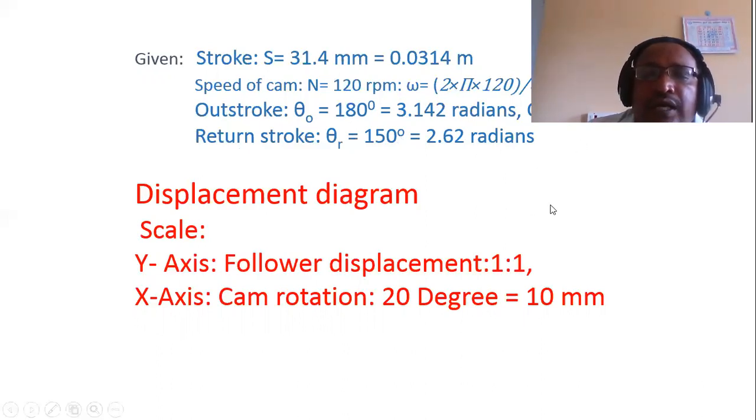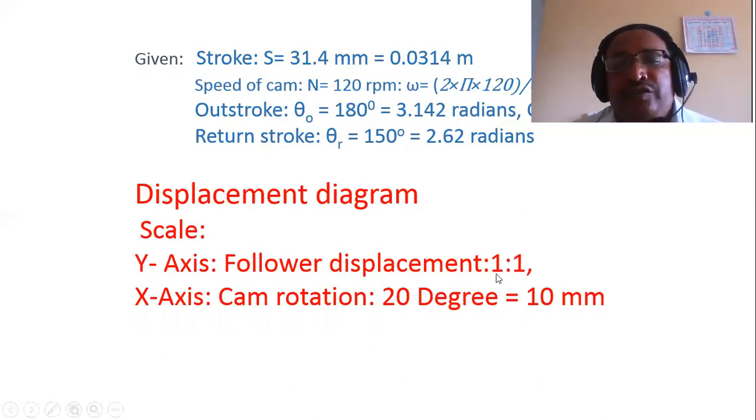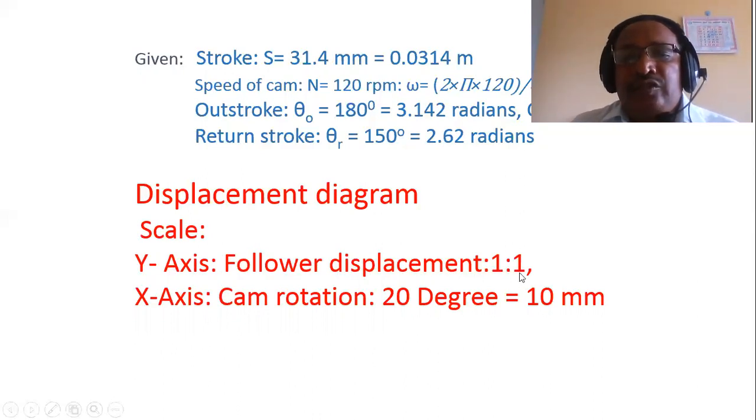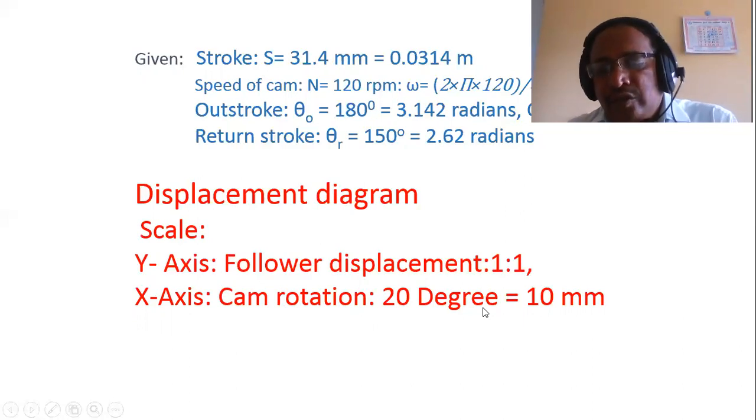And to accommodate in A4 sheet, in examination and also for the internals, it is required to take the scale for both displacement and cam profile. So take what is convenient, but to accommodate in A4 sheet for this problem, I selected a scale for the y-axis, which represents the follower displacement. It is 1:1. Meaning of that is, if you draw 1 millimeter, that represents the actual 1 millimeter. And the x-axis represents the cam rotation. For 20 degree, I took 10 mm.